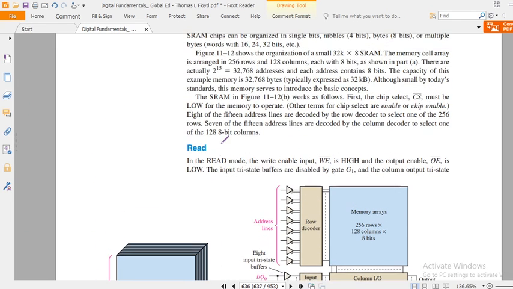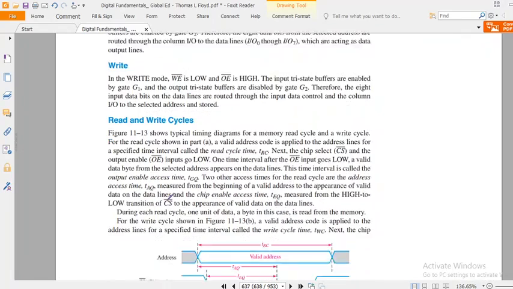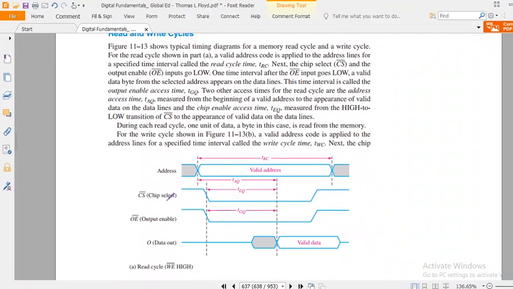Okay, so today we stop it here and we'll talk about the read and write operation of the SRAM with the detailed timing cycle diagram.